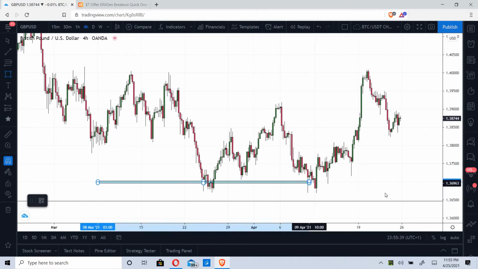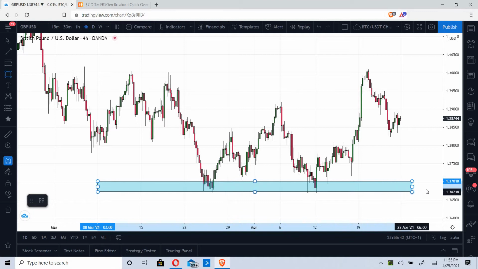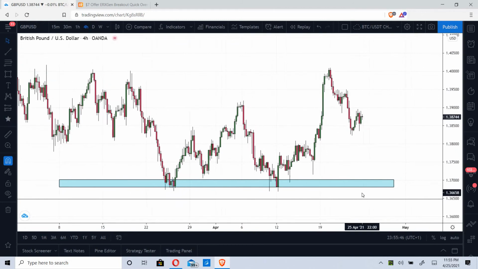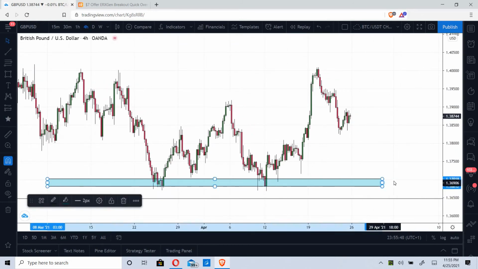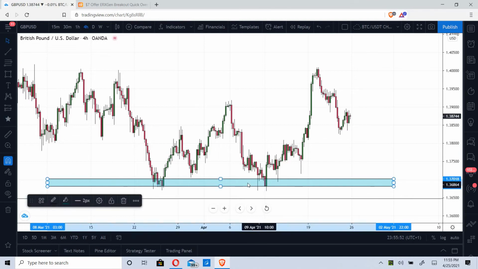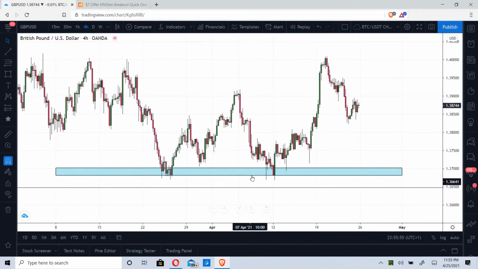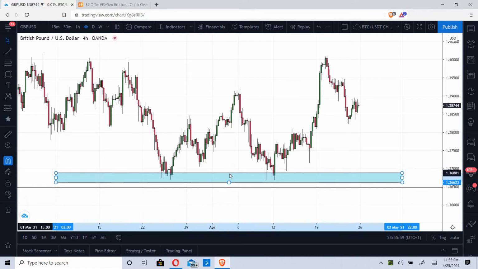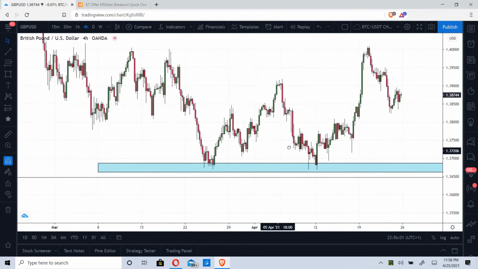Let's take it from here and mark out our level up to this point. Okay, let's see what price is going to do here. Let's extend this to this level, okay? See if we could drag it down a little bit. Drag it down here, and this one down here, okay?